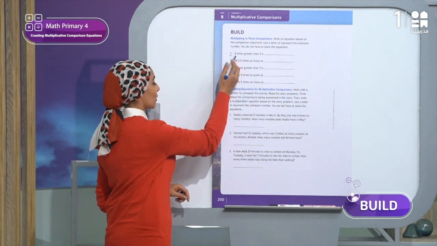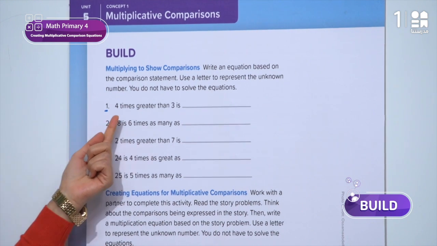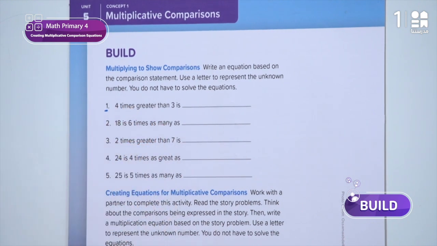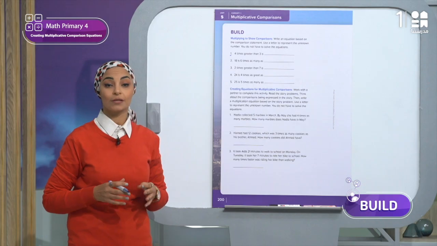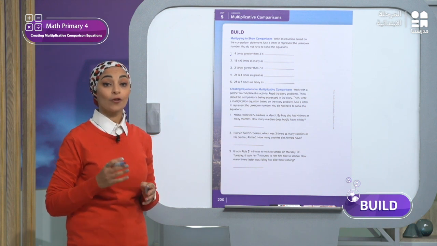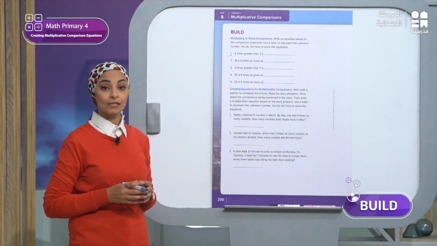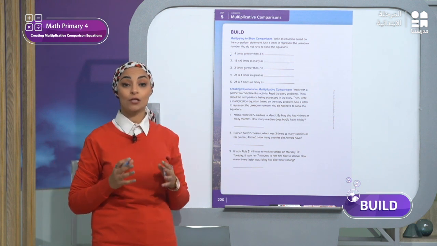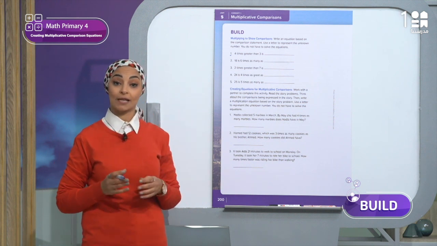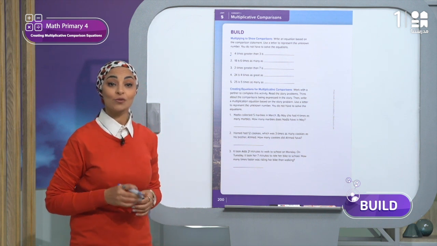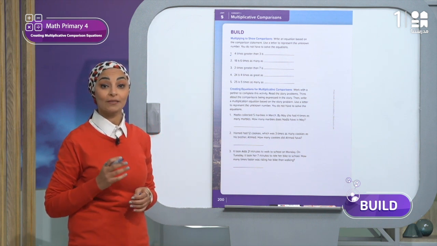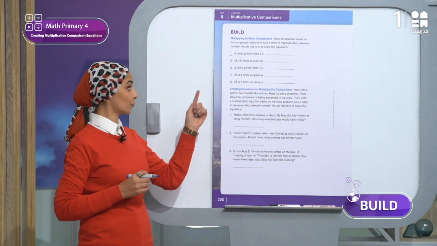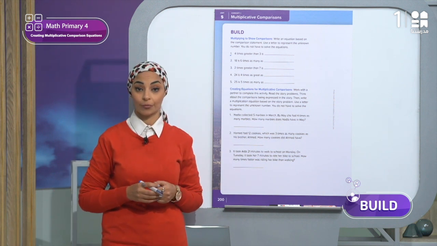طيب, here in the first equation, he tells me 4 times greater than 3. So, from the example we have seen in Access, we know that the word times يعني إيه? Indicates the use of multiplication. يعني لازم هستخدم multiplication. Let's use the letter A to represent the missing number.